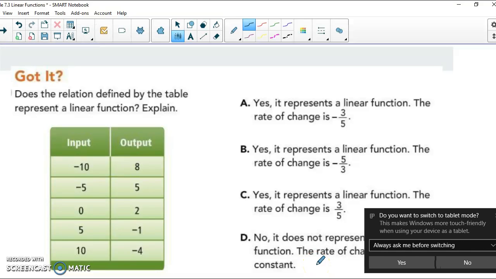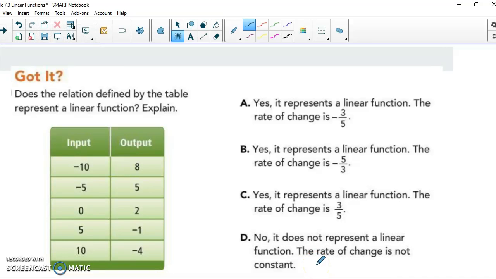All right, here is the second part of 7.3. So we're continuing to practice and look for linear functions represented in tables. So let's check our input-output table, remembering that our inputs are our x's and our outputs are our y values.